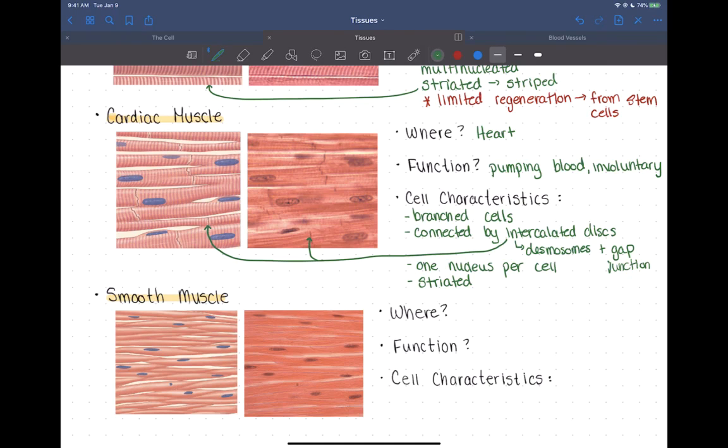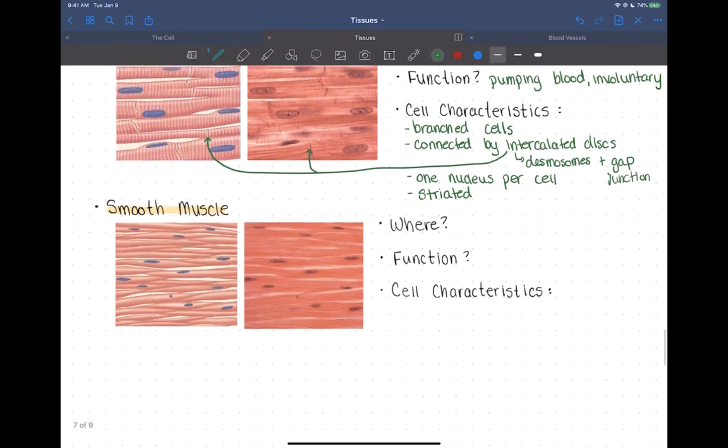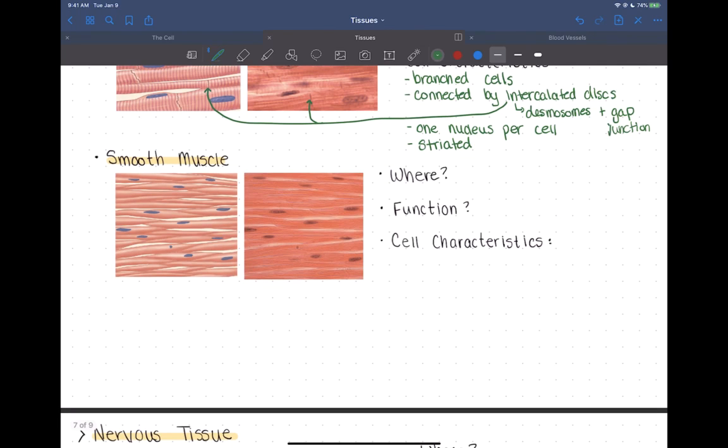All right, and so then our last type of muscle is smooth muscle. Smooth muscle is found in many of the internal organs, like your digestive organs, which are always a good example of this. The function of this smooth muscle is involuntary contraction of those organs. A few examples of this would be like the churning of your stomach.